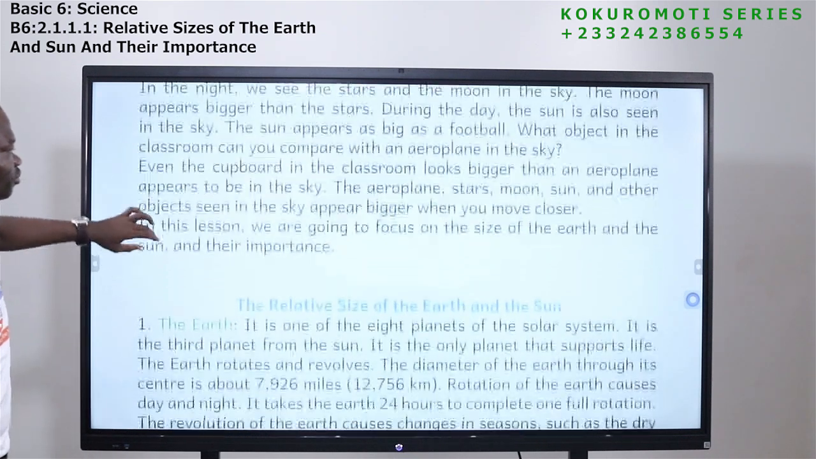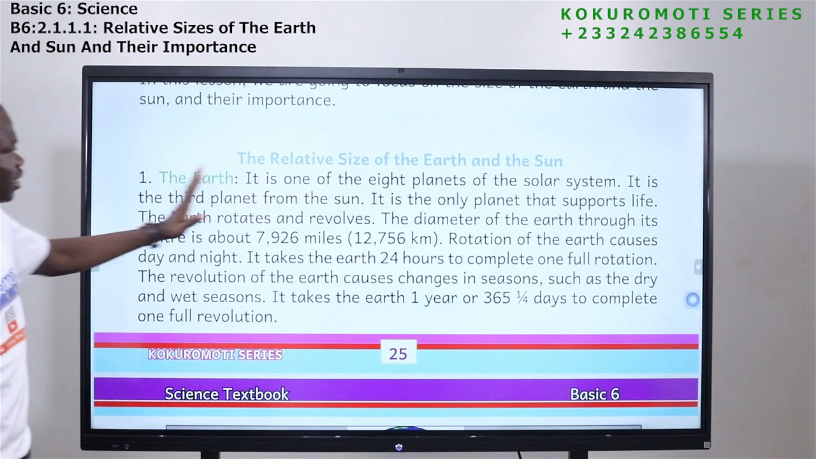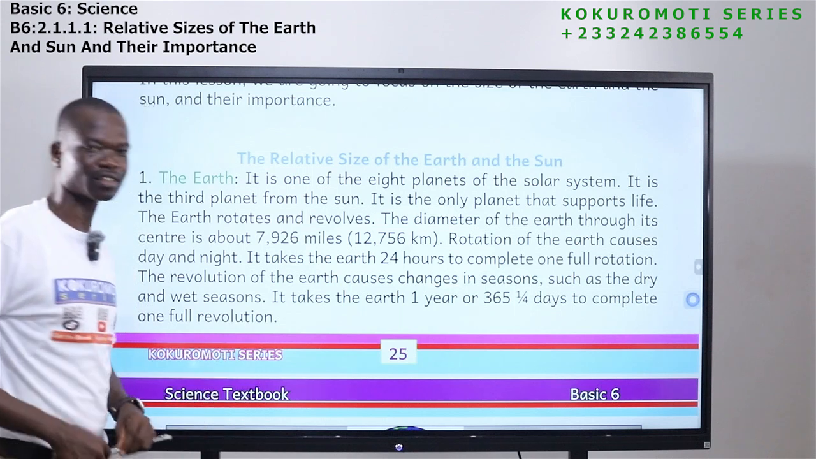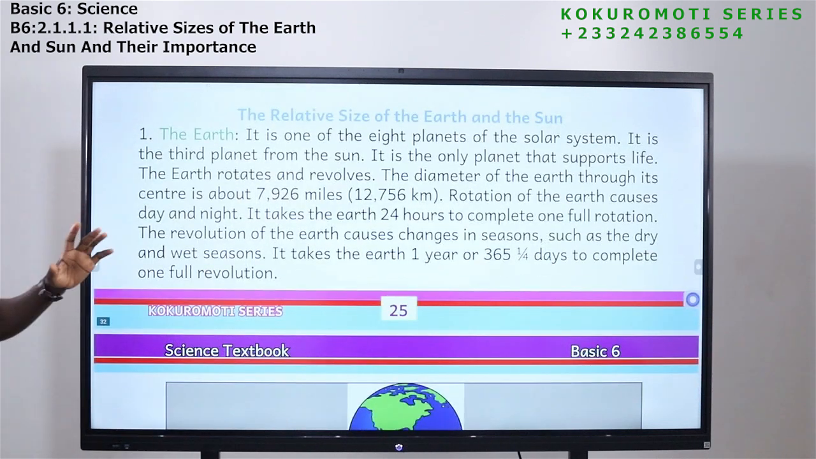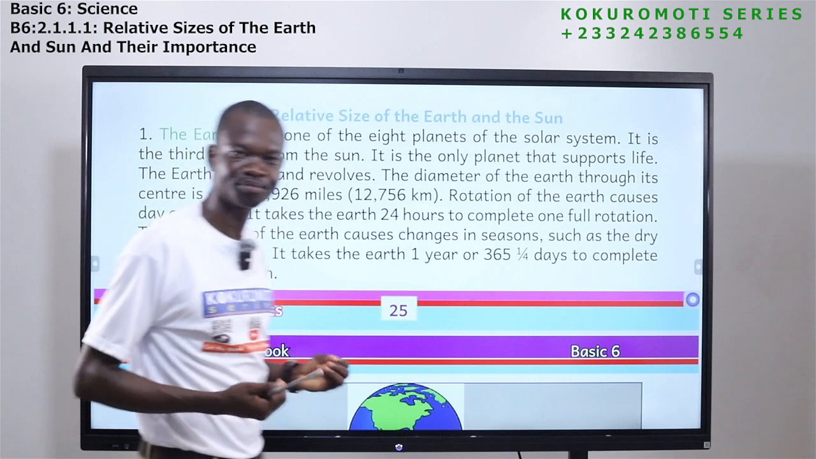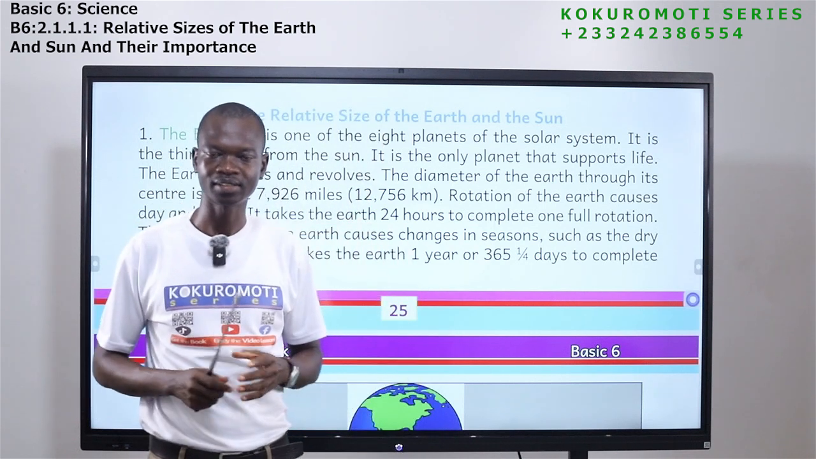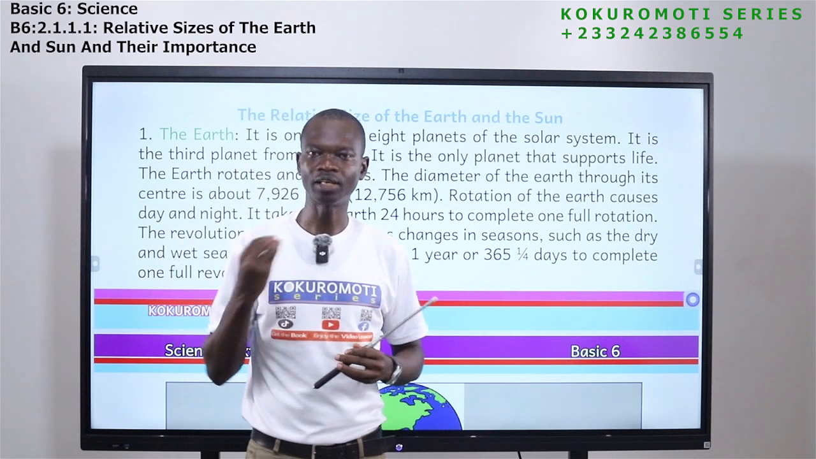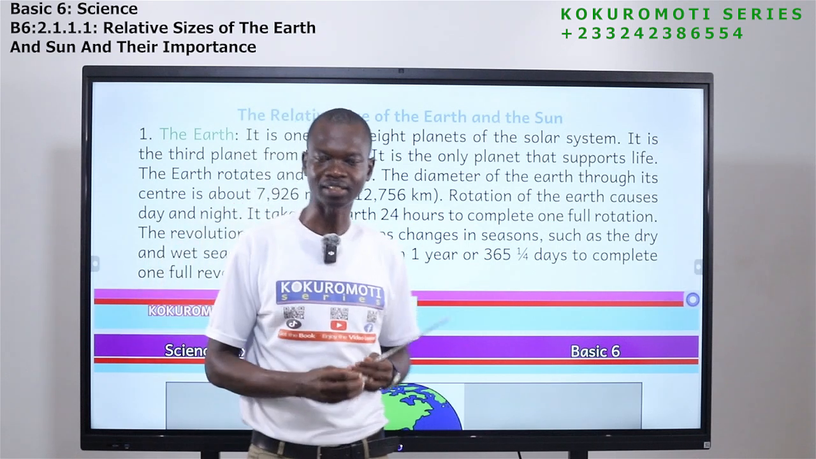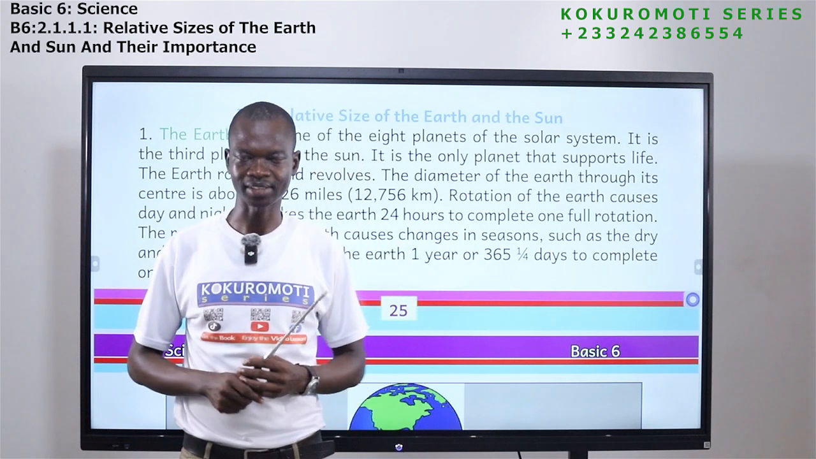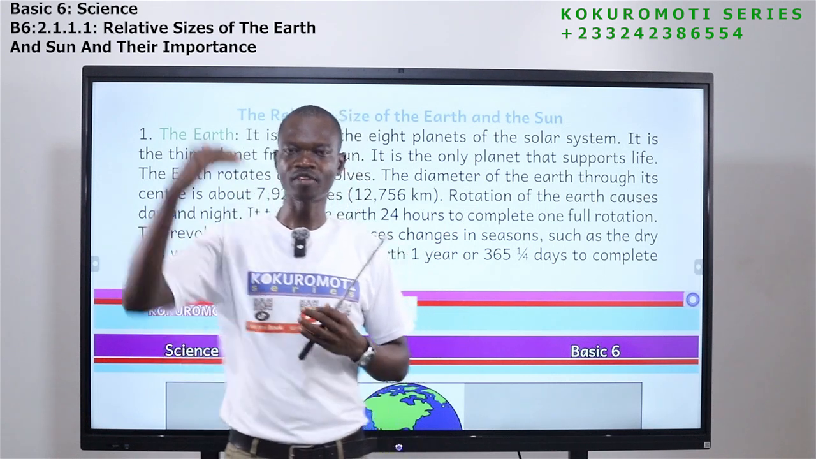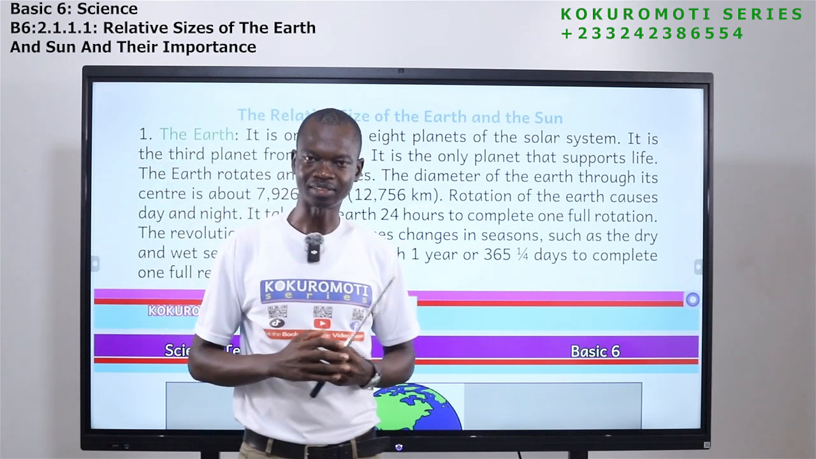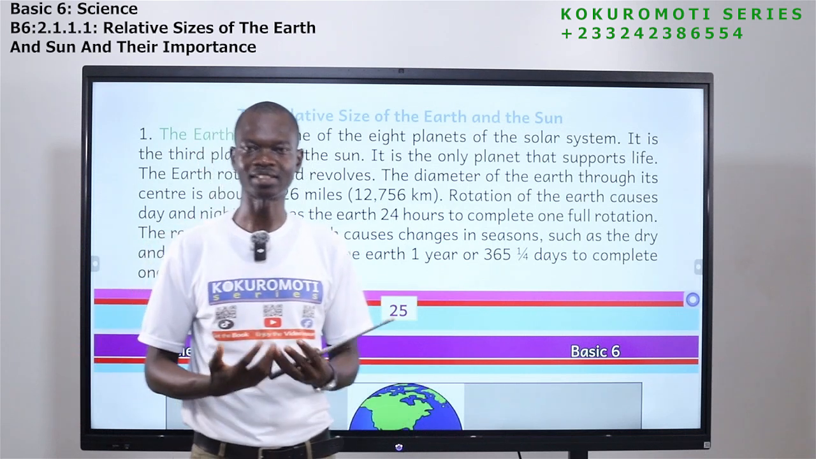Let's look at the relative sizes of the earth and the sun. Let's look at the earth. The Earth is a planet. It's one of the 8 planets in the solar system. In all the other planets, no living thing can survive apart from the Earth. If you are counting from the Sun, the 3rd planet from the Sun is the Earth. That is where we find ourselves.